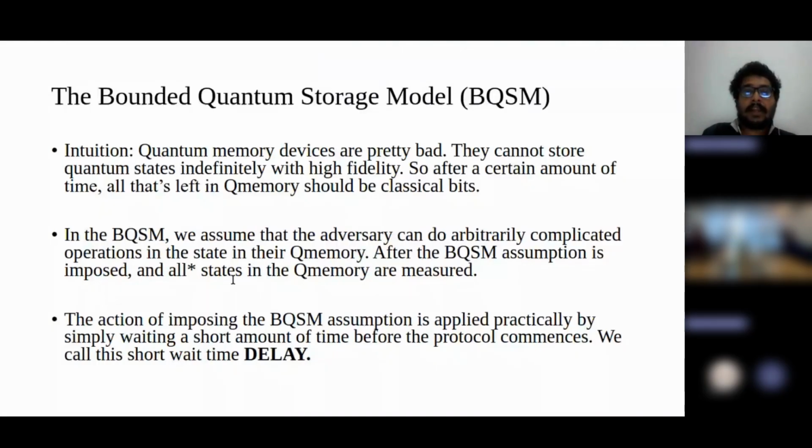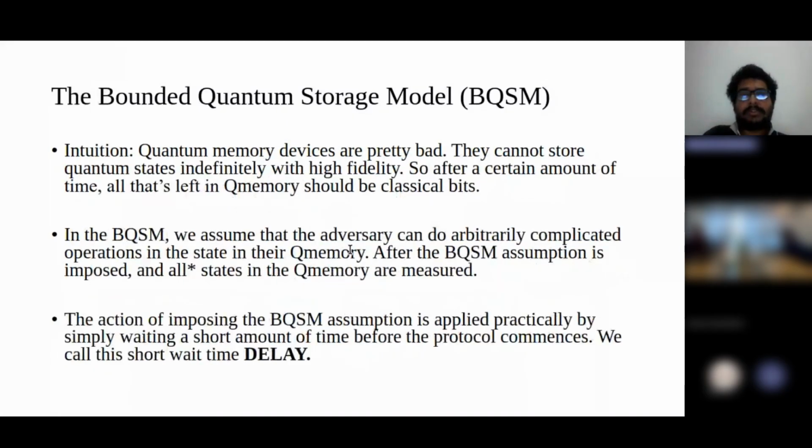Okay, in our paper we use the notation delay to denote the imposition of this assumption: before delay, the adversary is allowed to do arbitrary things. We have no bounds on that, but after delay, whatever state the adversary holds has become a classical state.